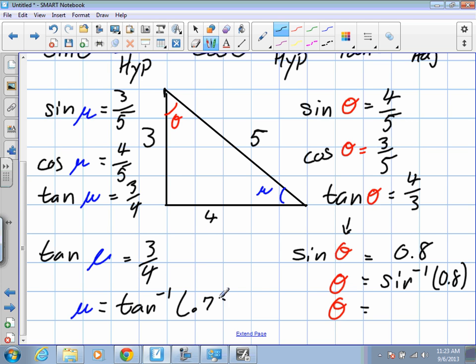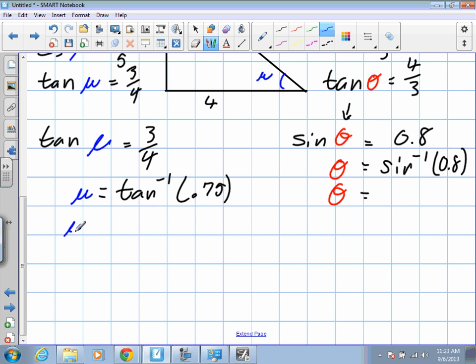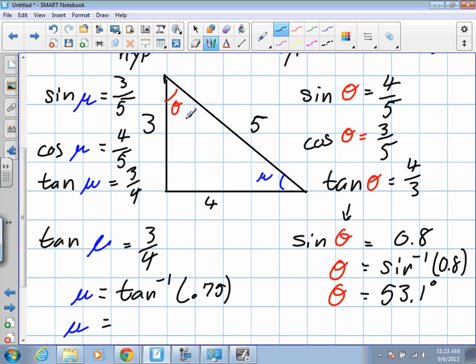So, when you put those into your calculator, who can help me out and tell me what the two angles are? Theta is 53.1. Okay, so theta is 53.1 degrees, okay? What about this mu here? What would the other angle be? We'll call this 53. We know this is 90. 36.8. 36 point. I think it'll be 36.